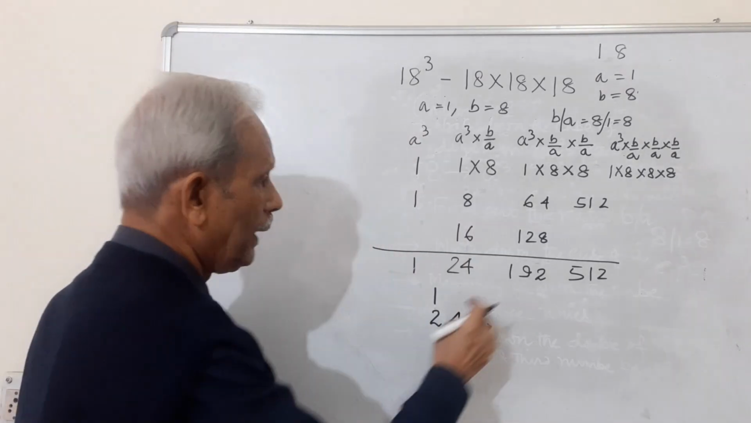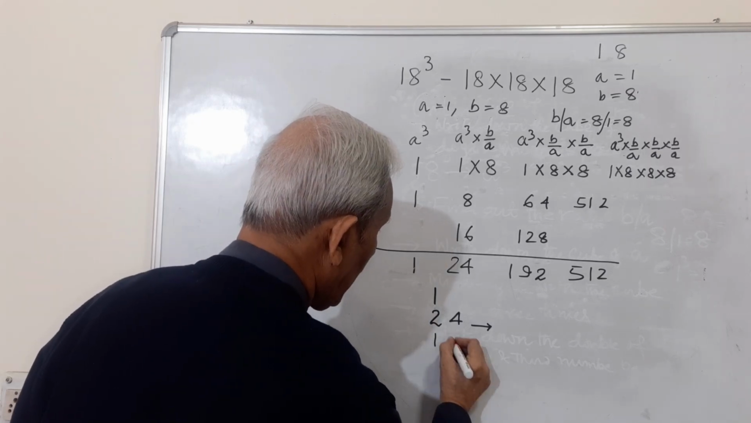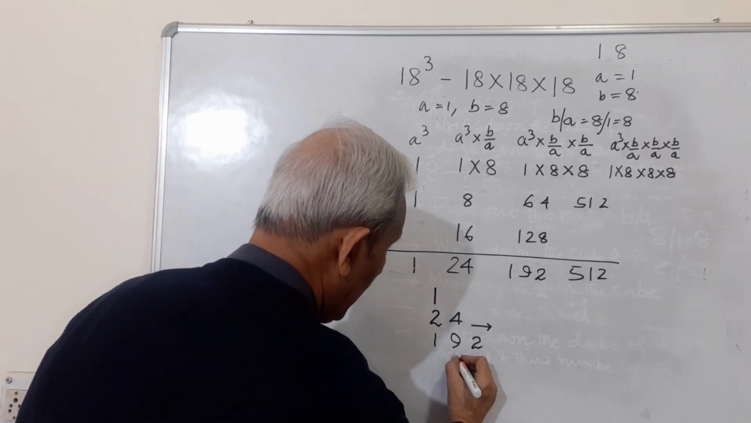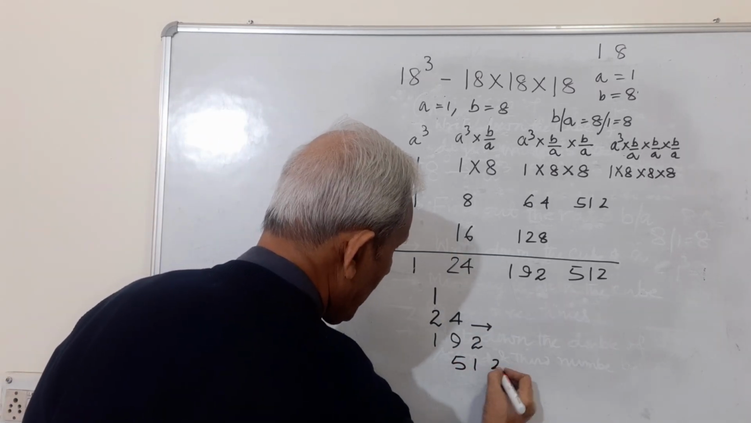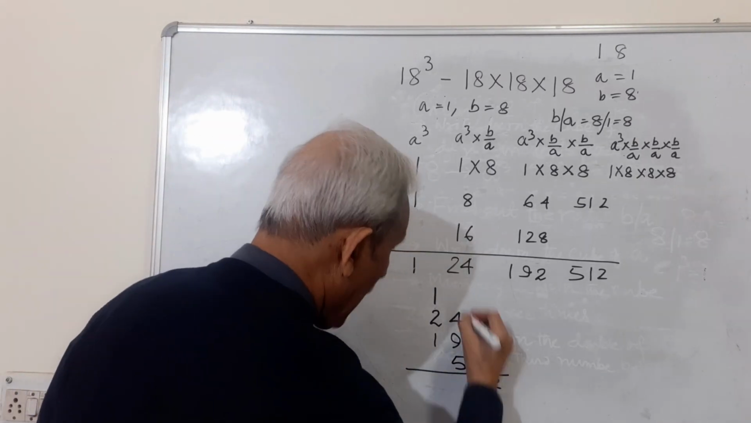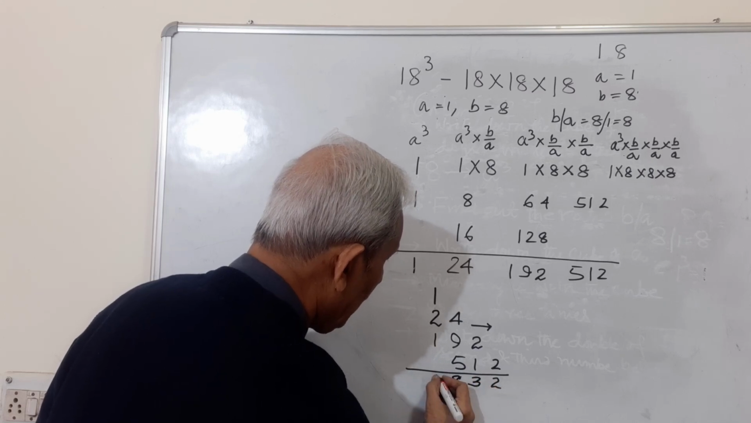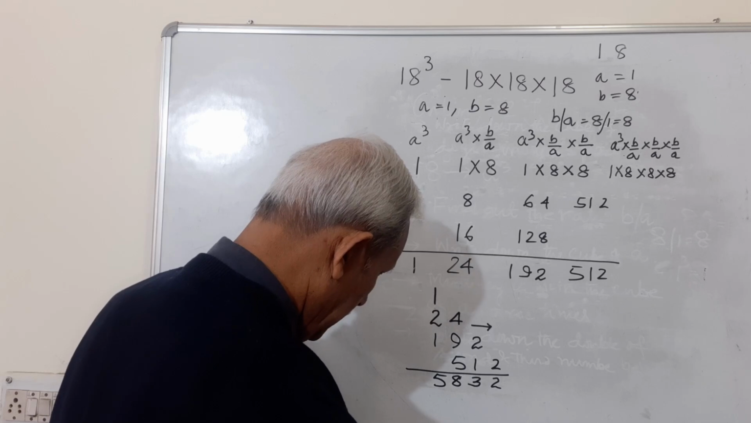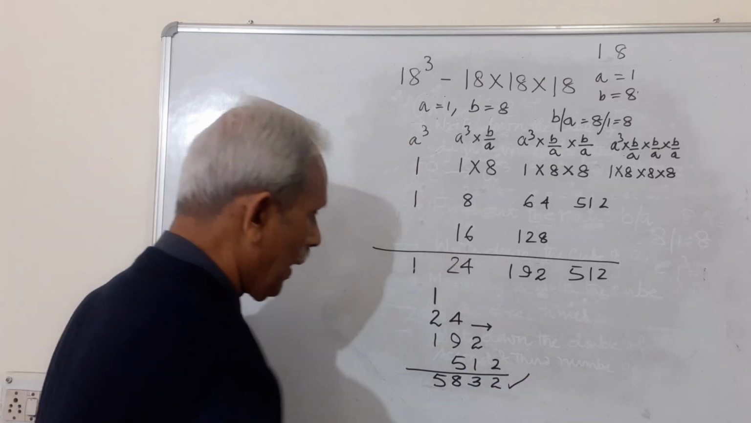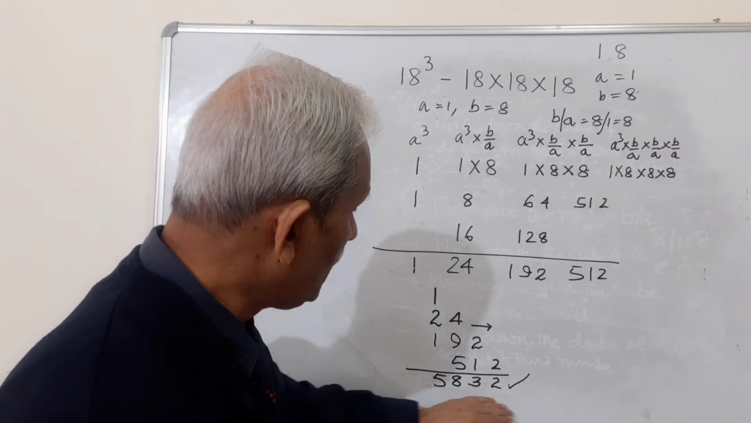1 2 4. Then you write 192, again shifted by one space. So here you write 19 and here you write 2, shifted by one space. And then write 512, again shifted by one space. The result is how much? Just add them, and 5, 8, 3, 2 is our answer. Means the cube of 18 is 5832.